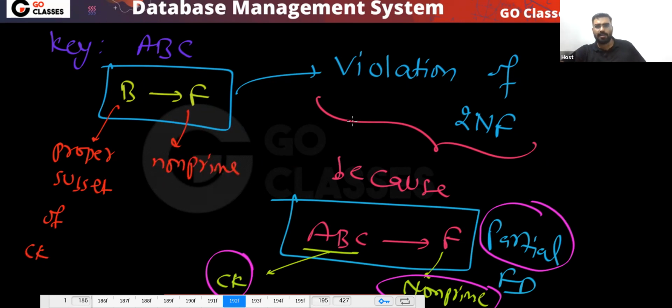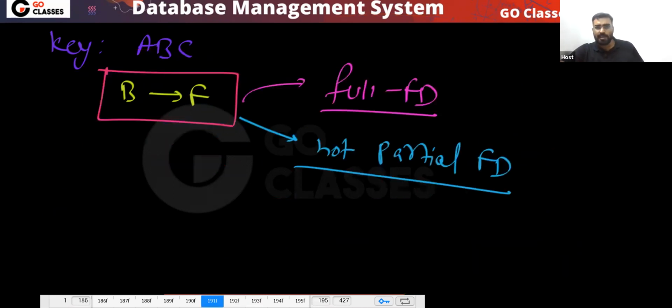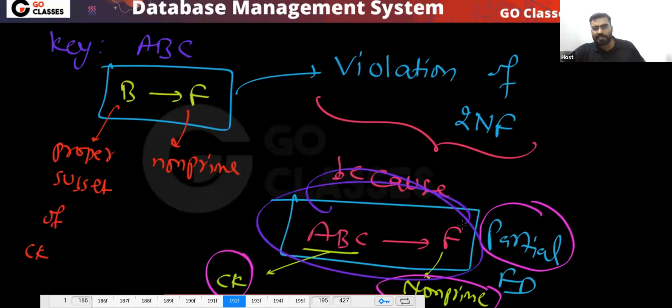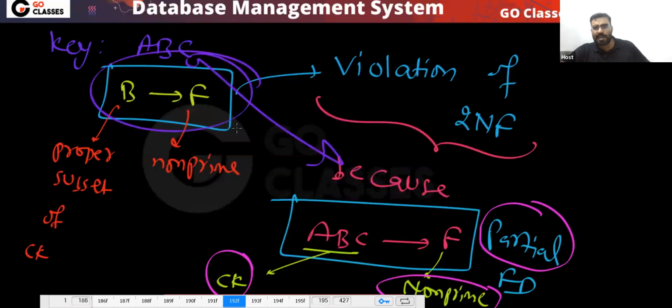So this is the violation. But remember, this is a violation, yes, but this is not partial dependency. Partial dependency is this. Because of this partial dependency, this violation is happening. Is this clear? Tell me, is this point clear?